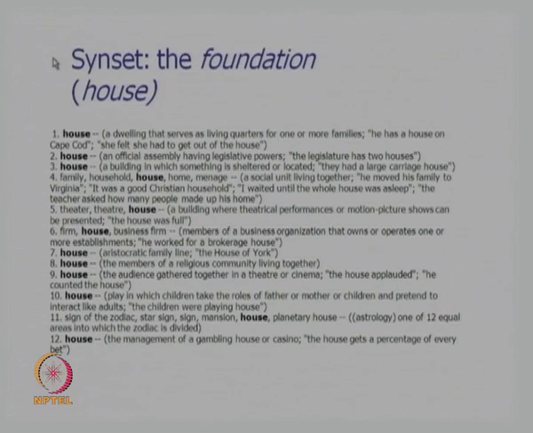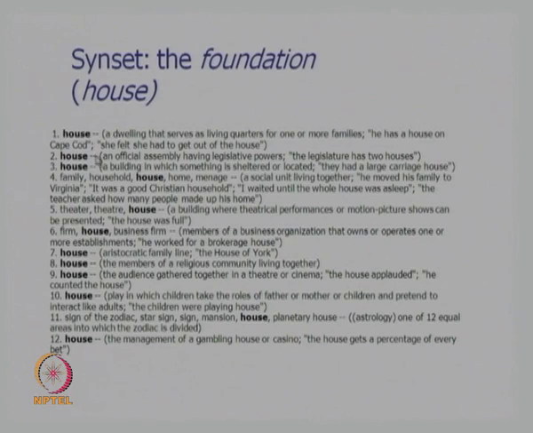So, now we discuss this very fundamental building block of wordnet, namely the synset. This is the foundation for the creation of the wordnet. Here we have as example the word house, which is a very ambiguous word. The first meaning of house is a dwelling that serves as living quarters for one or more families. He has a house on Cape Cod. She felt she had to get out of the house. These are the example sentences. So, here is the meaning of house, which is a structure.